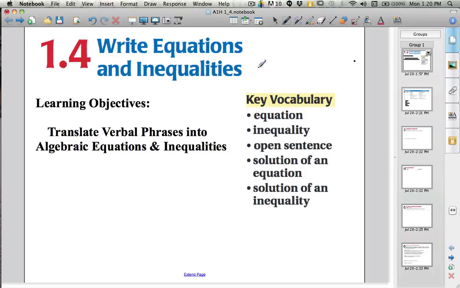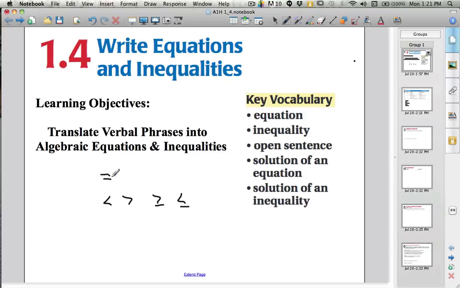In section 1.4, we're going to be working on writing equations and inequalities. Our learning objectives here are how to translate verbal phrases into algebraic equations and algebraic inequalities. Part of our key vocabulary is an equation, which will be two or more algebraic expressions connected with an equal sign. An inequality would be the same idea but connected with an inequality sign.